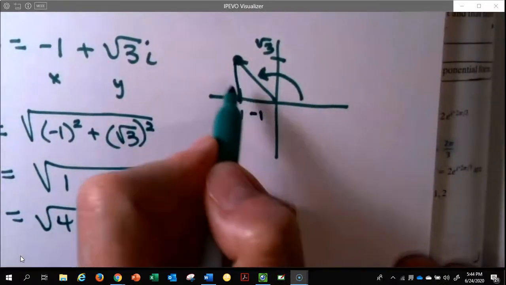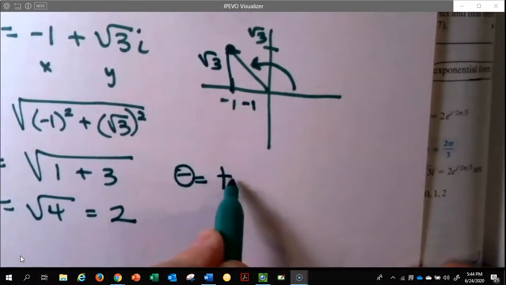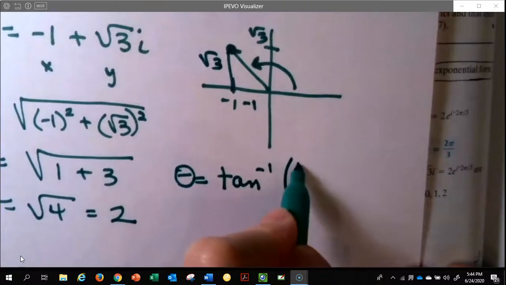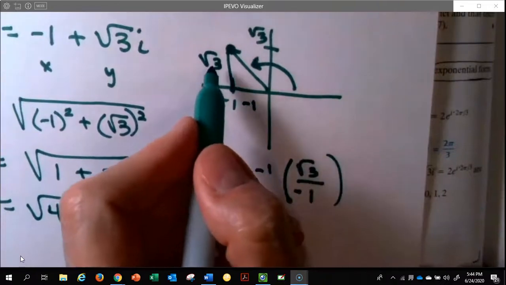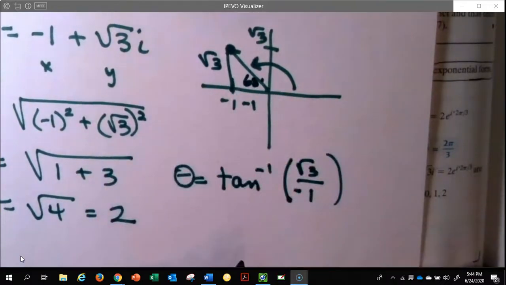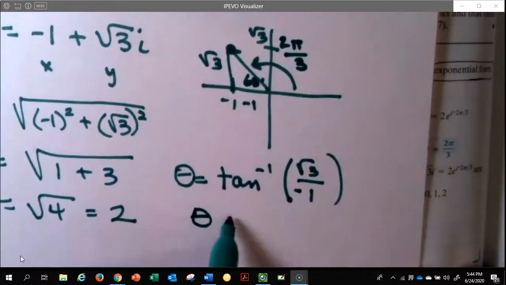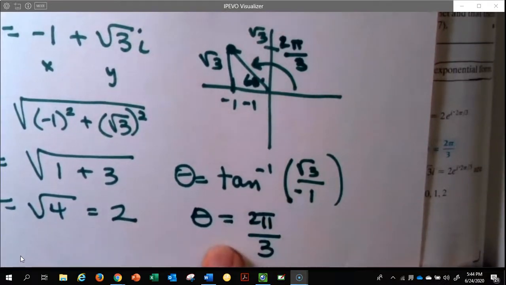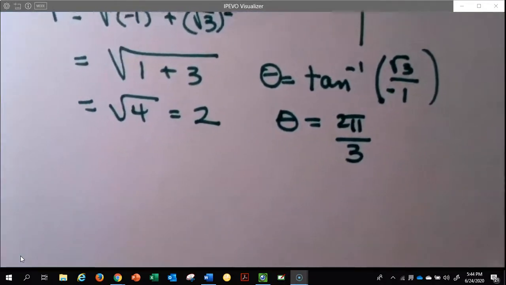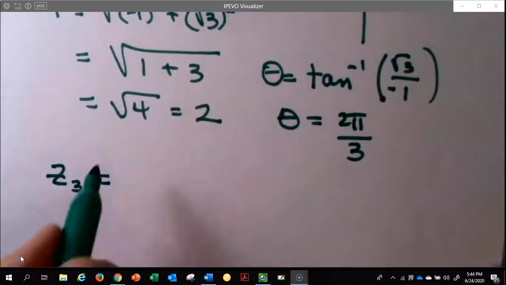Looking where we are at our negative 1, square root of 3, that's going to be very helpful: our theta is the inverse tangent of our y over our x. With that being the case, this is a 60-degree angle. With it being a 60-degree angle, we are at 2 pi over 3. Well, we're done. So we now have our r and we have our theta. So it's now time to start plugging in pieces and parts. We're going to find the cube root of our complex number.